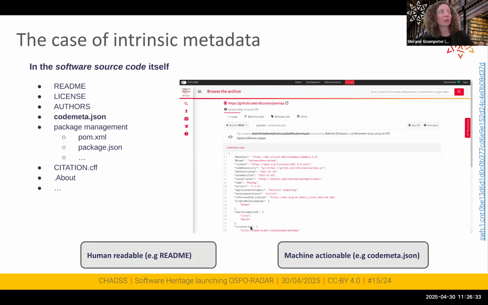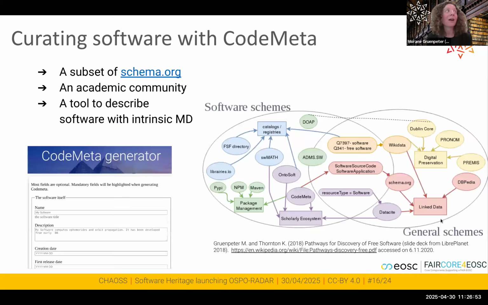So that's my recommendation, and it will be the recommendation with the OSPO Radar dashboard. It looks like that, a codemeta.json file. It's more machine actionable than a human readable intrinsic metadata file like a README. A README can be a description, can hold a lot of information, but since it's not machine actionable, it's harder to interpret in a mass automation.